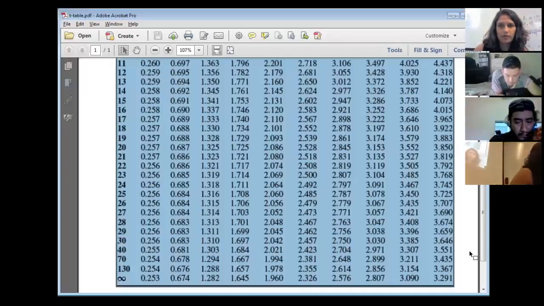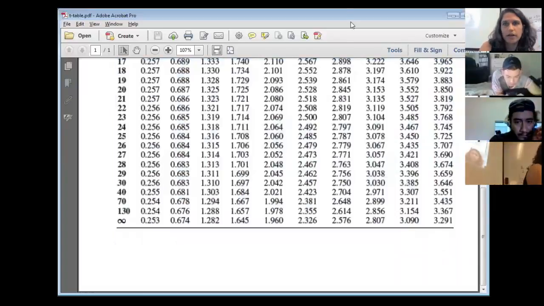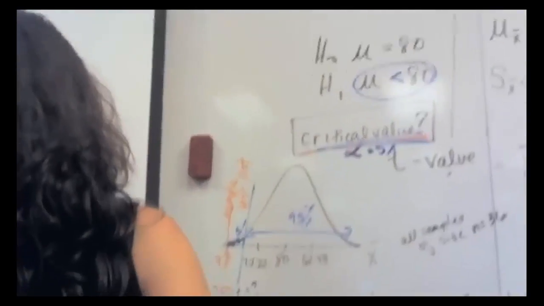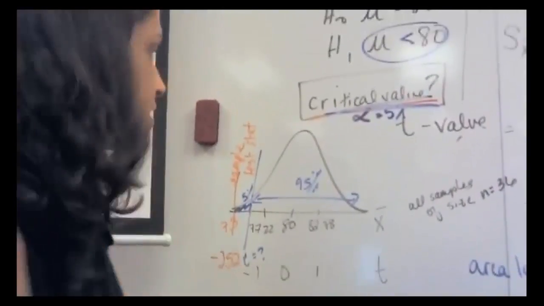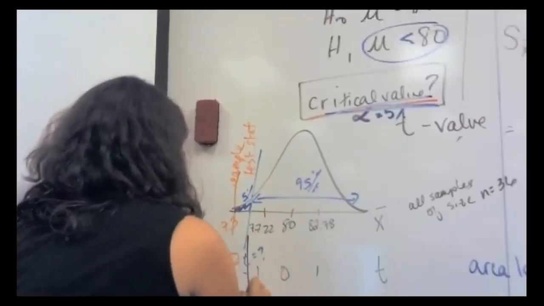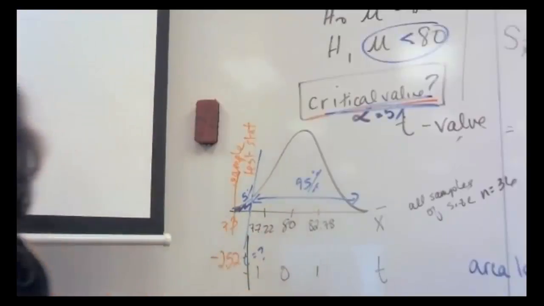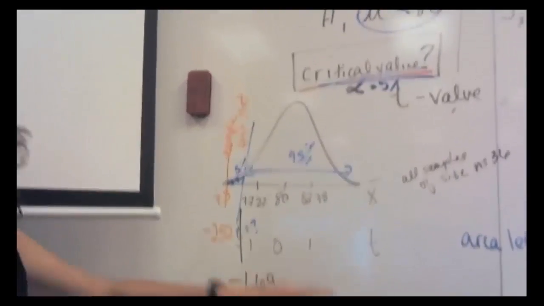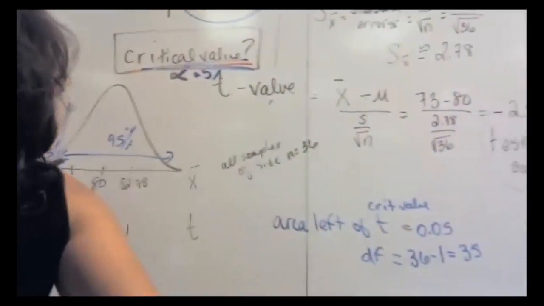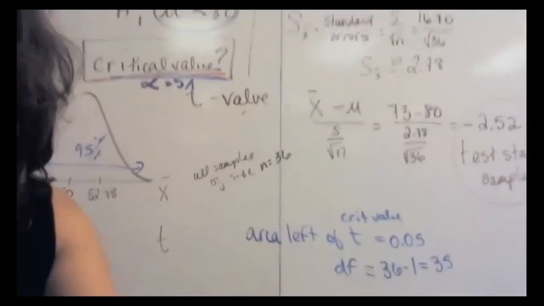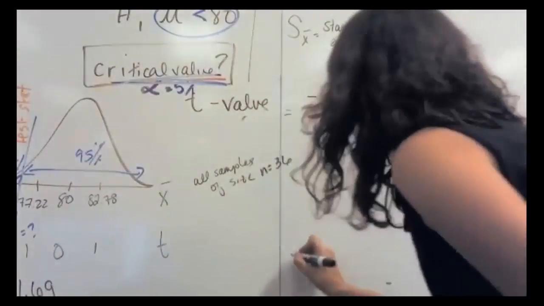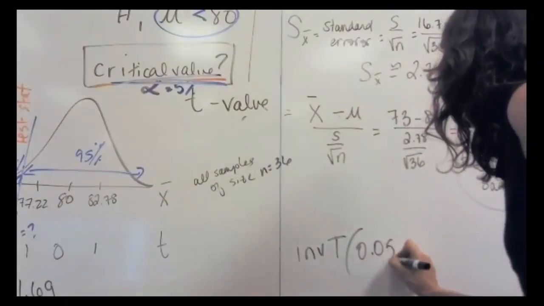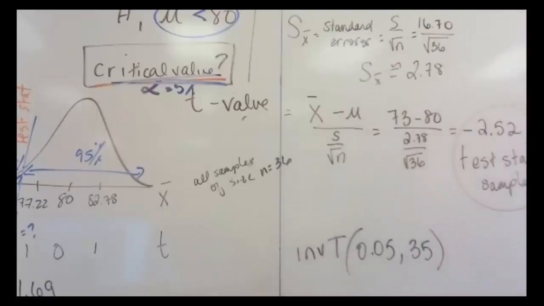So in other words, let me just stop sharing. I can write it on here. Working on here for my critical value, I just said negative 1.69. But that's not very accurate because I used a table. So the other way that I can find the critical value is if I have a calculator, I can do inverse T, and I'm going to go 0.05, and then the degrees of freedom, 35.